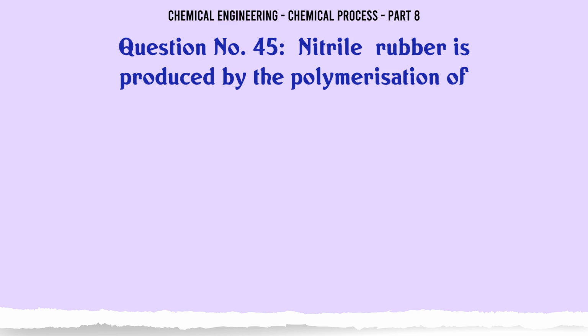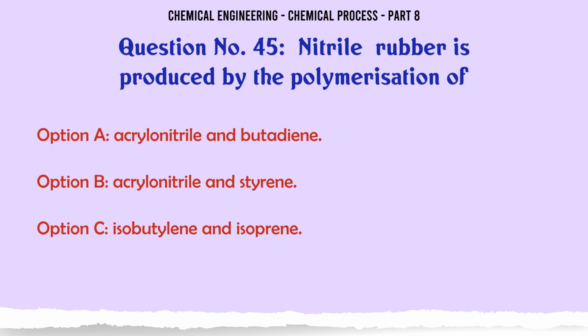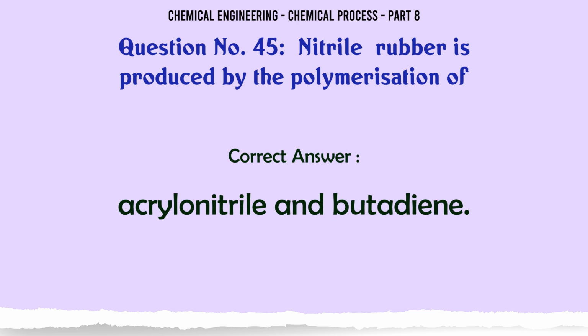Nitrile rubber is produced by the polymerization of A. Acrylonitrile and butadiene, B. Acrylonitrile and styrene, C. Isobutylene and isoprene, D. None of these. The correct answer is acrylonitrile and butadiene.